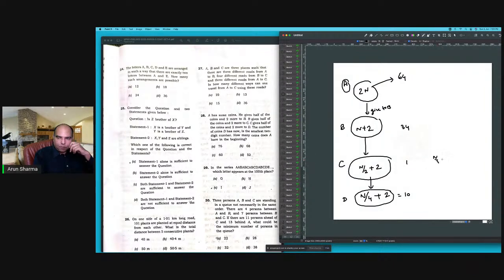N by 4 is equal to 8, so n is equal to 32, 34, and yeah, 34, but I made a mistake in this solving. Let's restart this.